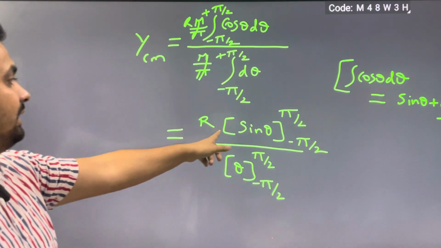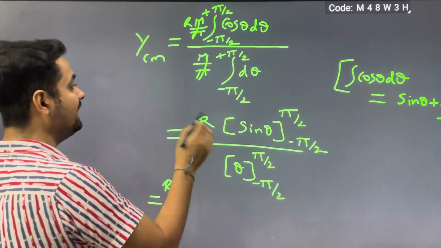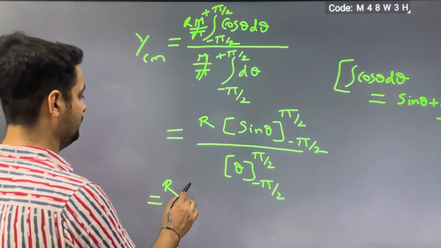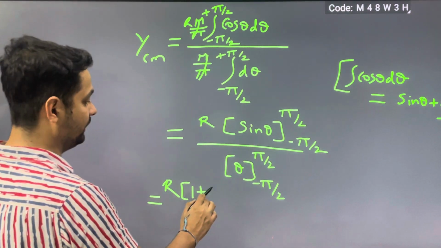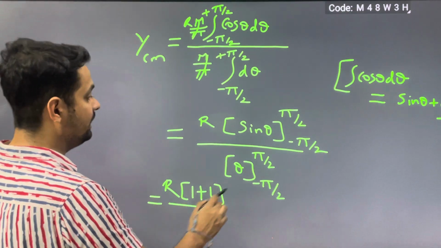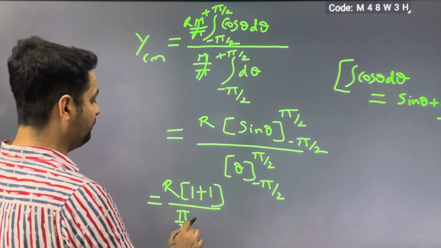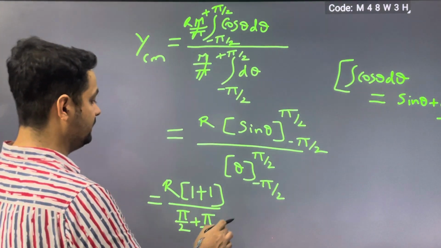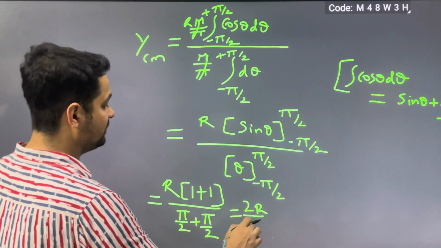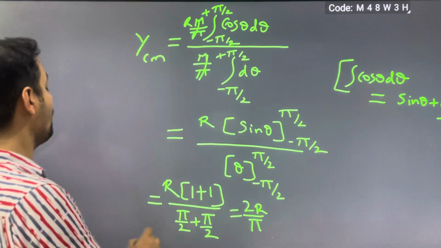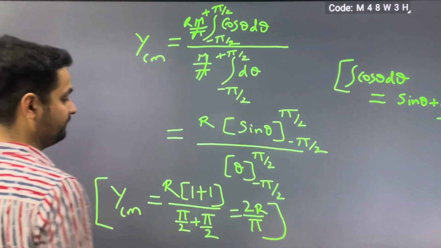Here we will put the values. So finally we will get R times sine 90 degrees, whose value is 1, minus sine of minus pi by 2, minus minus sine, so it will be 1 plus 1. We divide by pi by 2 minus minus pi by 2, which is plus pi by 2. Correct? So here it will be 2R by the addition of pi by 2 and pi by 2, which is pi. So we will get the y center of mass as 2R by pi.